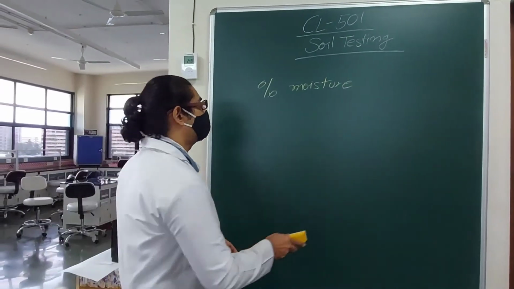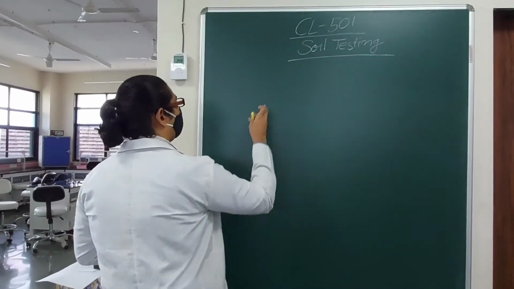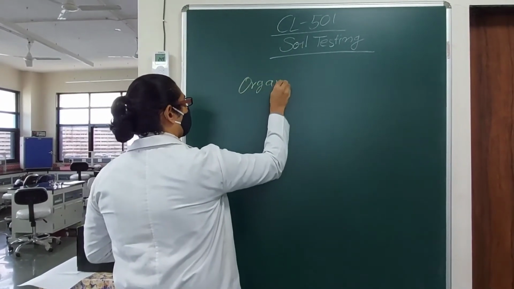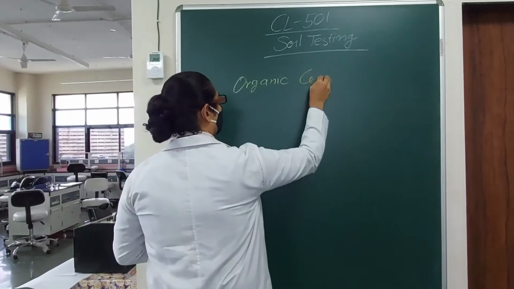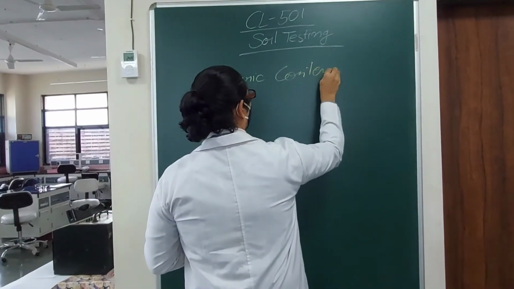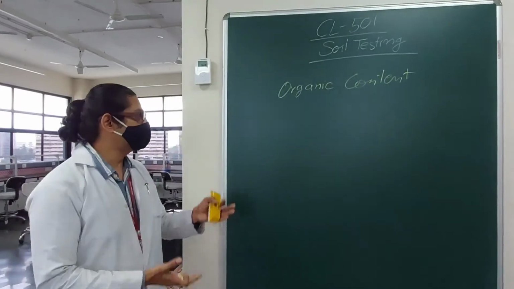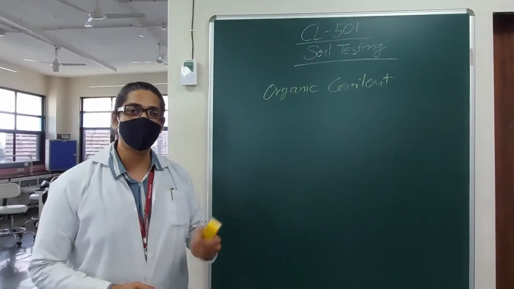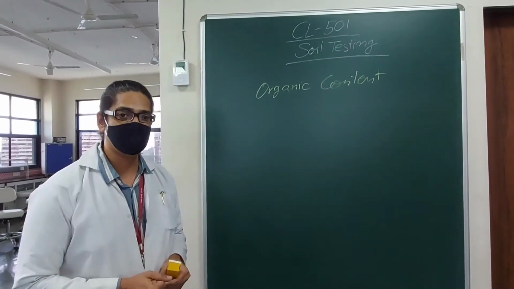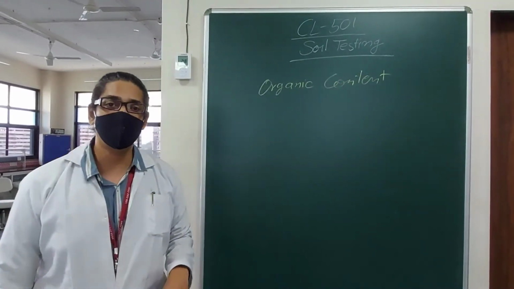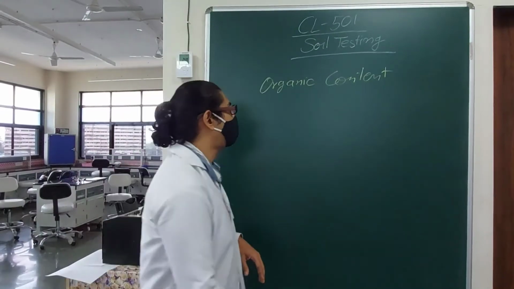And last, we are going to see the organic content of the soil. Now what is the organic content of the soil? Of course, it is required for better growth of any germinating seeds, right? A better organic content would mean your plants will grow better. It's that simple.